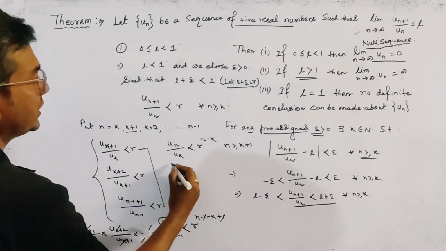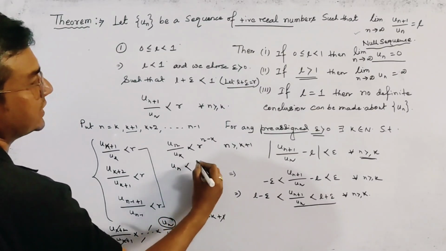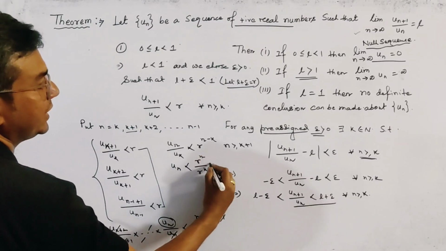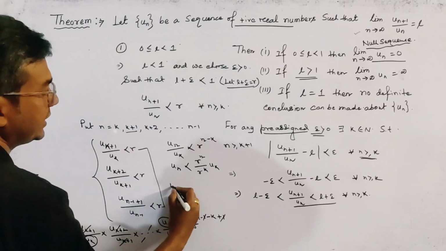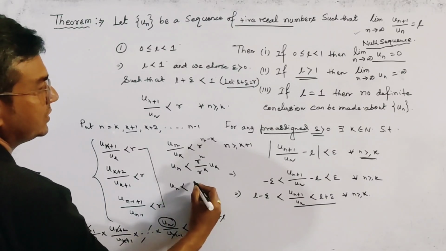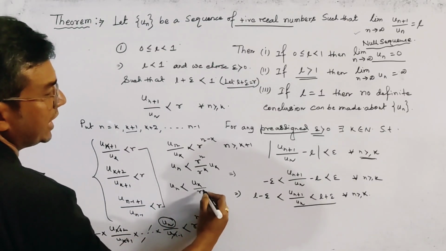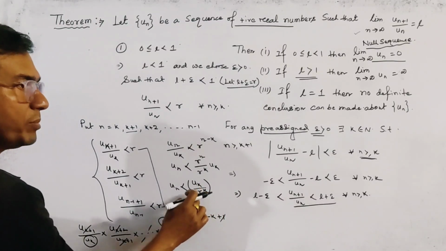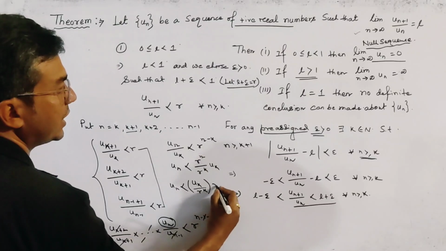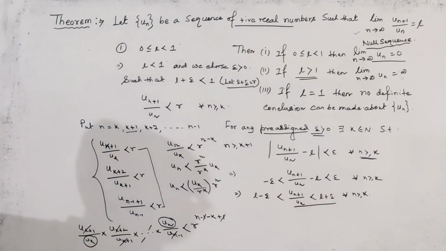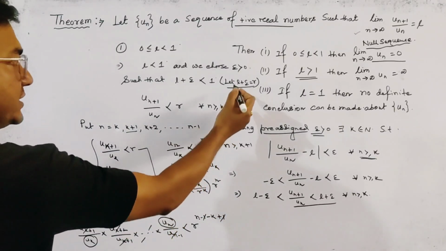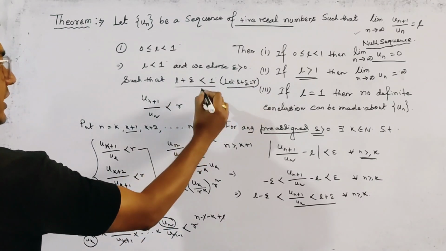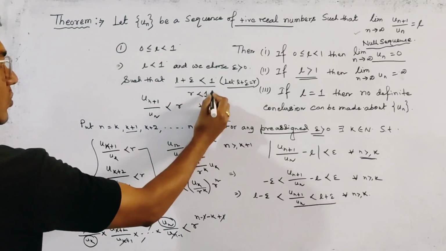Okay, so we get un less than r to the power n by r to the power k into uk, and we write un less than uk by r to the power k. This is the constant term because it is independent of n, and here r to the power n is present. Okay, and we let L plus epsilon equal to r. So from here we get r less than 1.